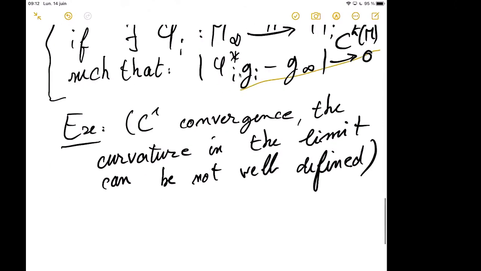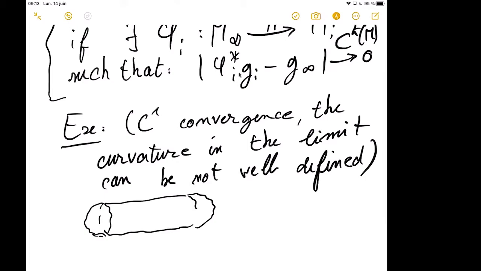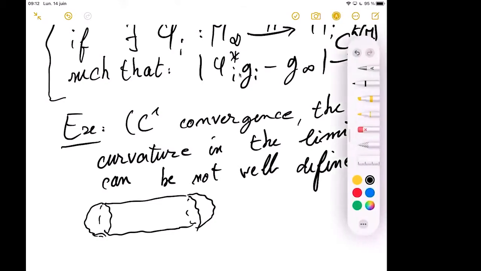So, for instance, imagine a surface of revolution, like a flat cylinder, and you cap off like hemispheres here on each side. And so this can be approximated by smooth surfaces. Like from the inside, you can smooth that.